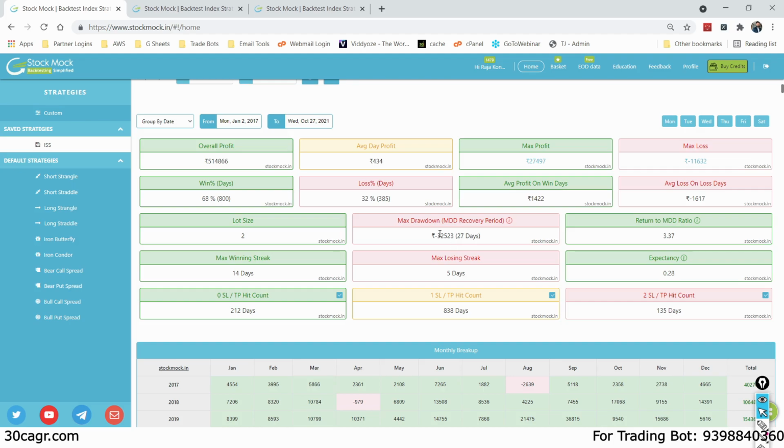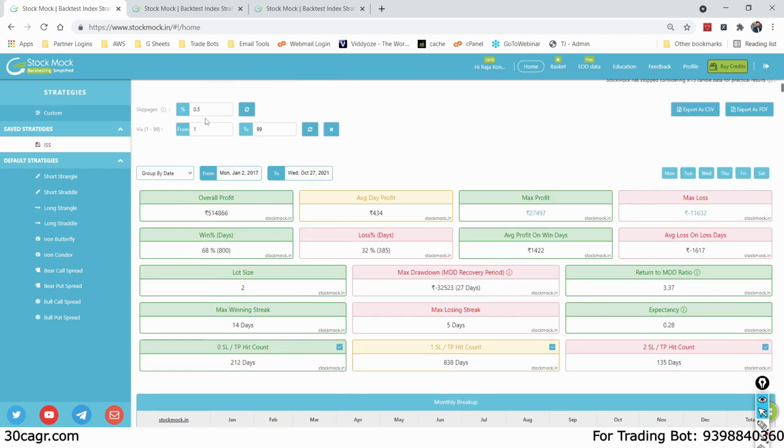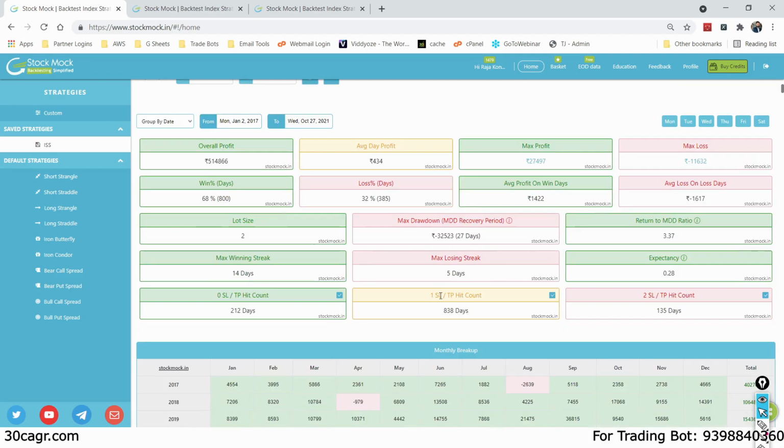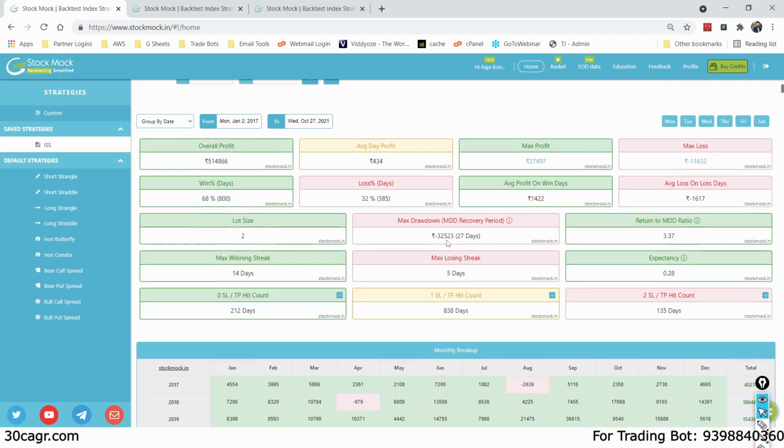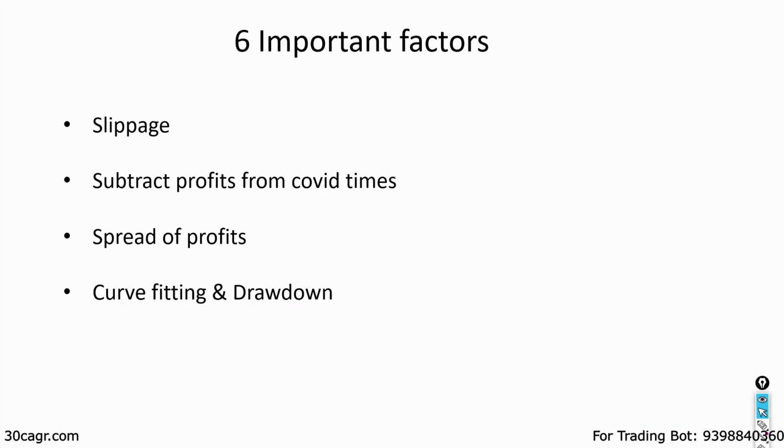So whenever I'm considering the drawdowns, first of all, I put 1% here as the slippage, and on top of it I remove the results that I get from March and April, and then on top of it I also add 3 to 5% extra drawdown. So that gives me the realistic loss that I might have in my trading account.